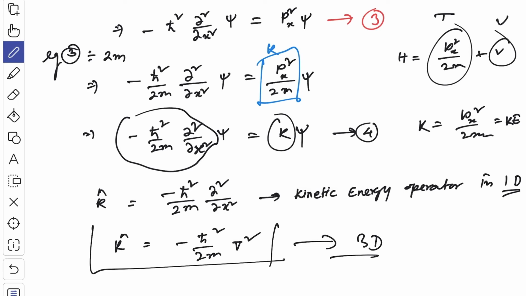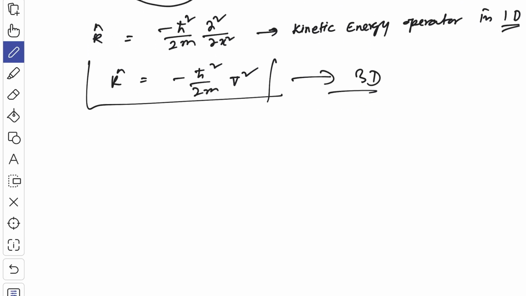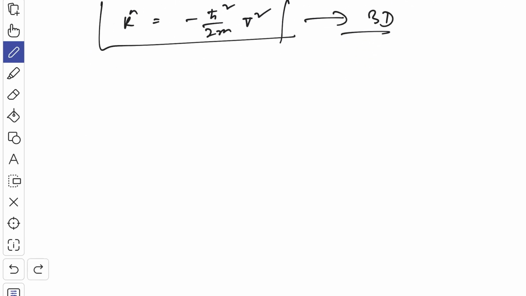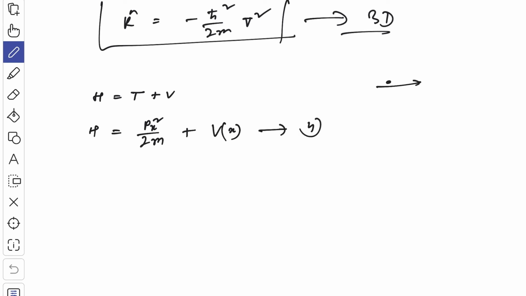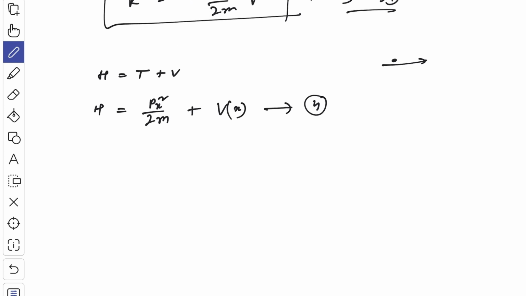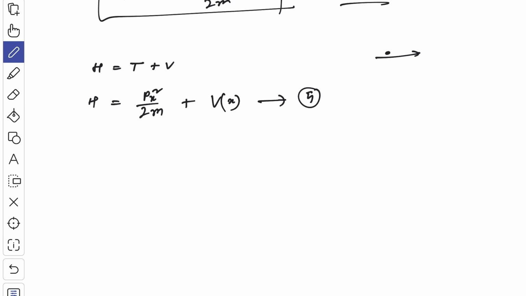Now what will be the total energy operator? So now you see the total energy operator. Now you see a particle moving in the x direction, so its total energy is given by the Hamiltonian H, which is equal to kinetic energy plus potential energy, which is given by px square by twice m plus V of x. So let it be equation number 4. I think equation number 4 is already taken, so it is equation number 5. Let it be equation number 5.